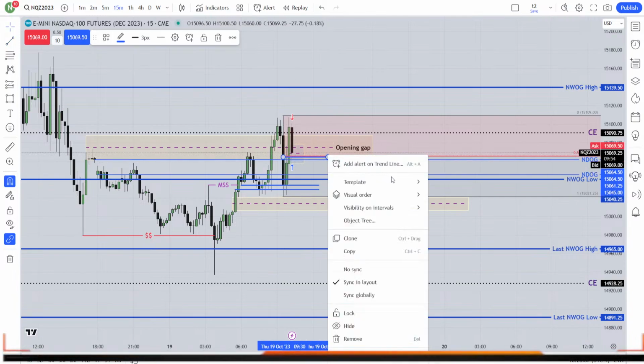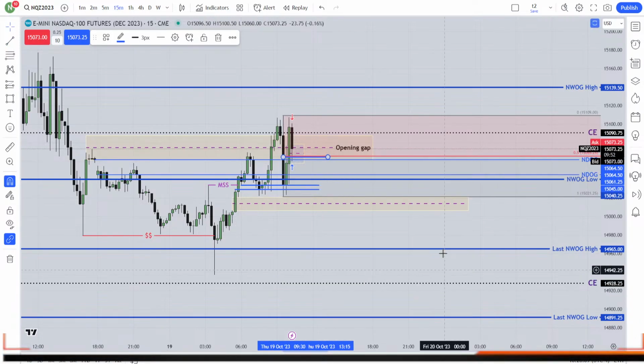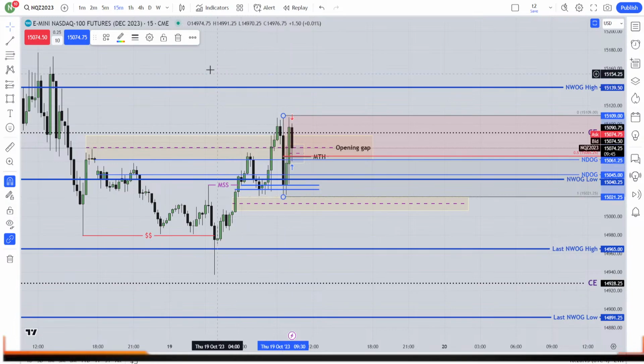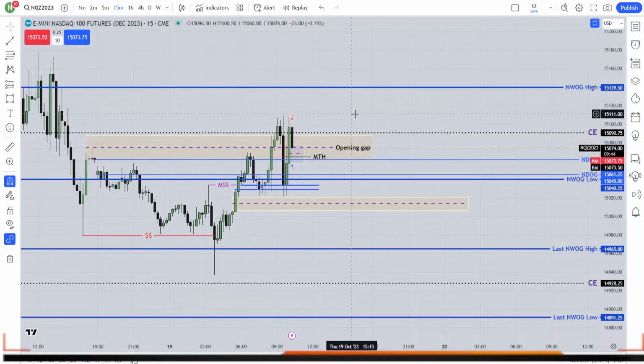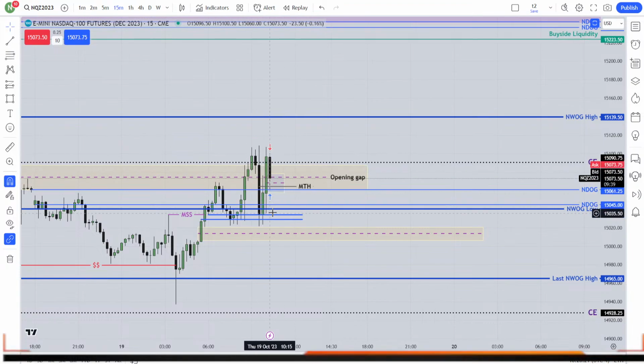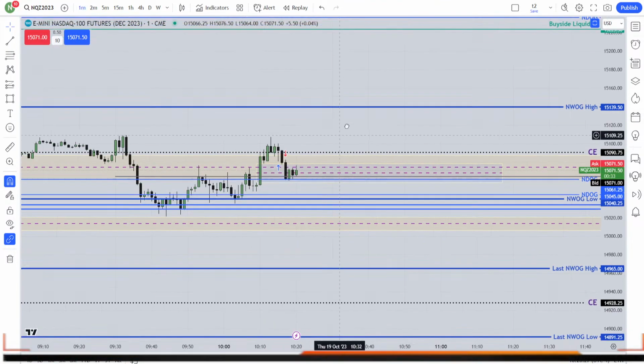Okay, we have to read the price right now, and when price shows us the way it will go, we will take our entry. Until this range is broken, we have no entry, because we don't take our entry from the 15-minute chart, we take our entry from the 1 minute chart.